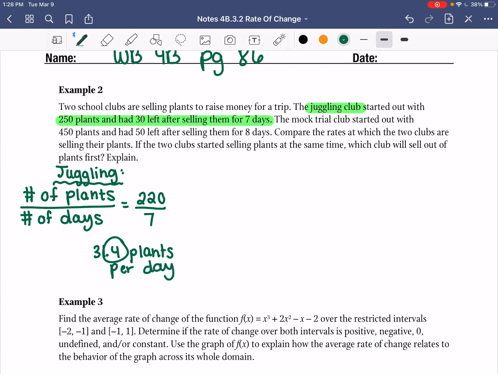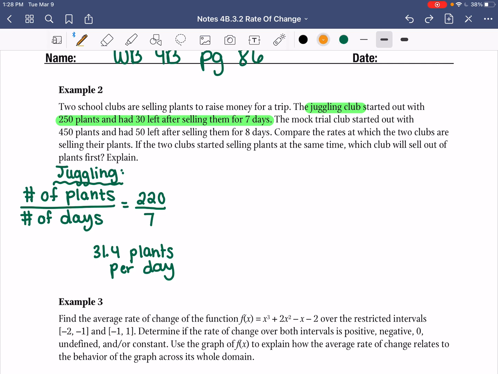Can you sell a decimal of a plant? No. That's why it's the average rate of change. So one day they might sell 30, the next day, 28, the next day 45, but it all evens out over the 7 days to be 31.4.